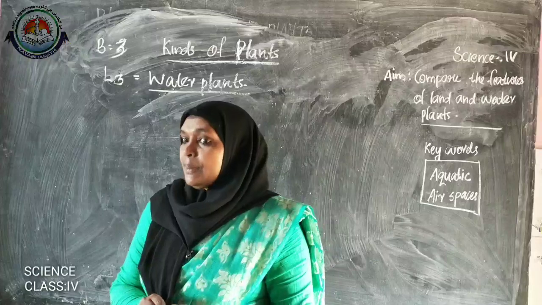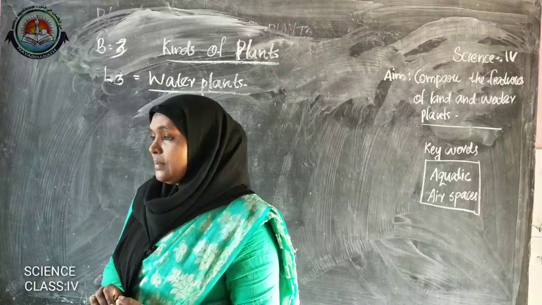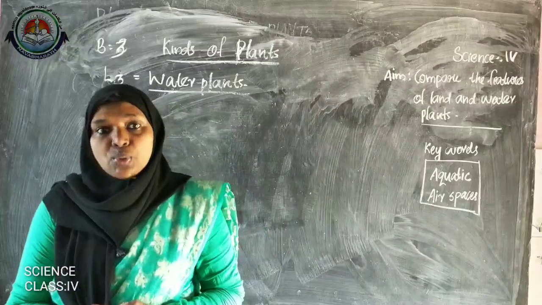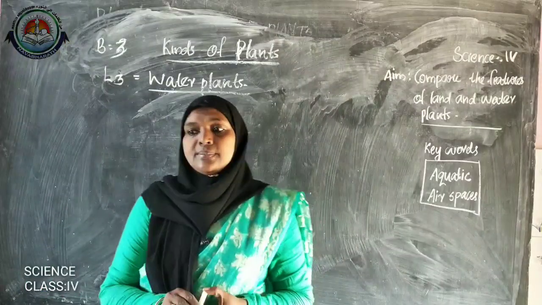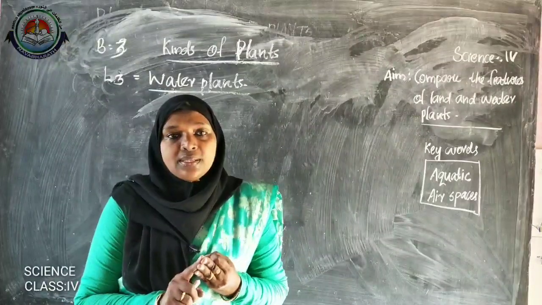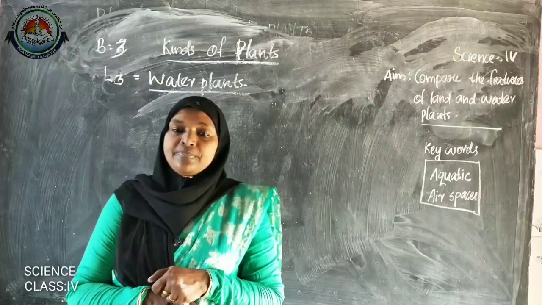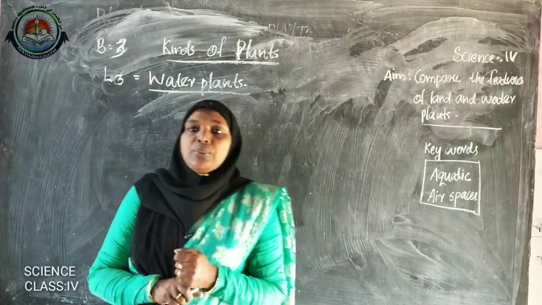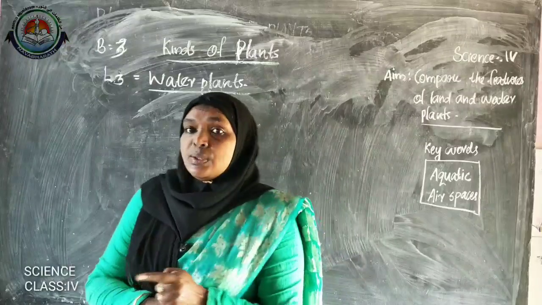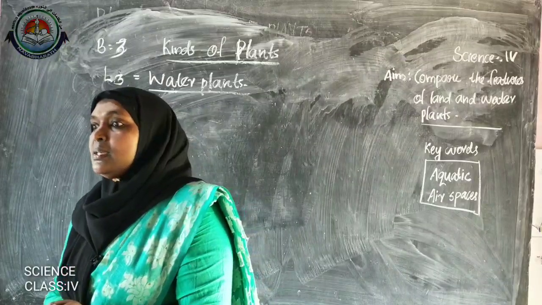Then what are water plants? Plants growing in water are called water plants. Water plants are also called aquatic plants. They have roots, stem and leaves. Some plants have flowers like land plants. Okay. So, if a mango tree is grown in a pond, what will happen? It will spoil.